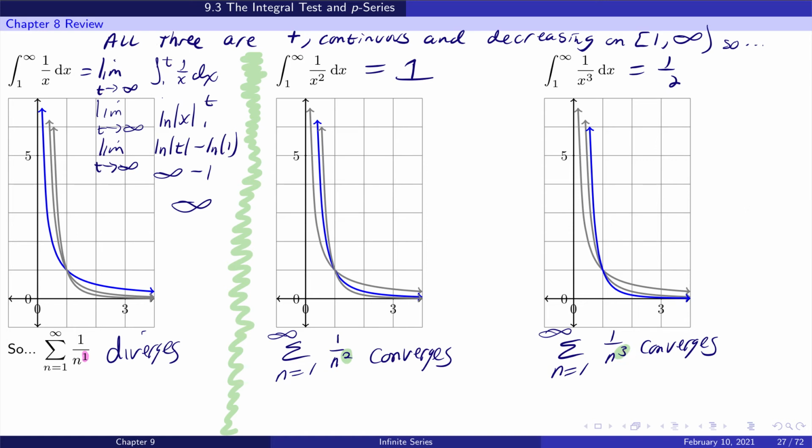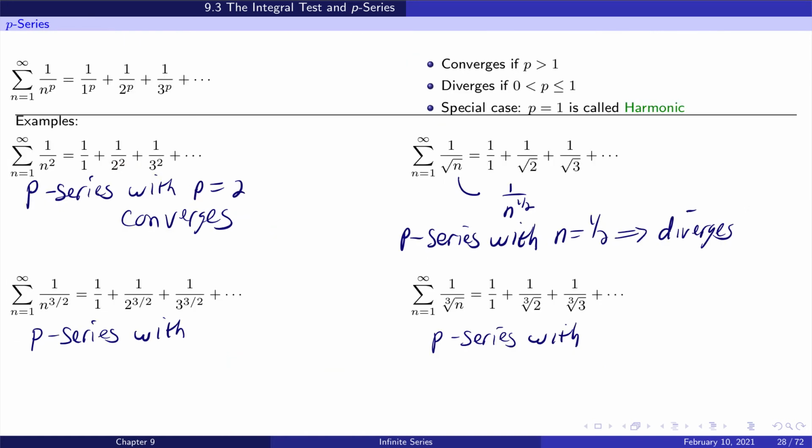So to summarize on the next slide, the common application of the integral test to reciprocal functions is called the p-series. 1 over your index value n raised to some constant value p is a p-series, and this will converge if your p is greater than 1, and diverge if p is between 0 and 1, including 1, and the special case p equals 1 is called harmonic.